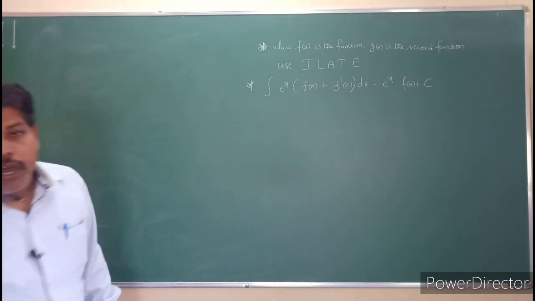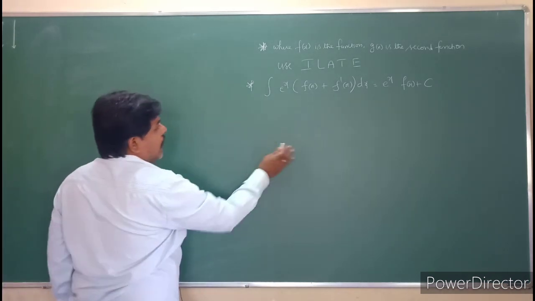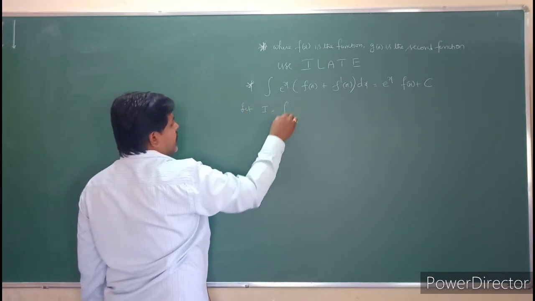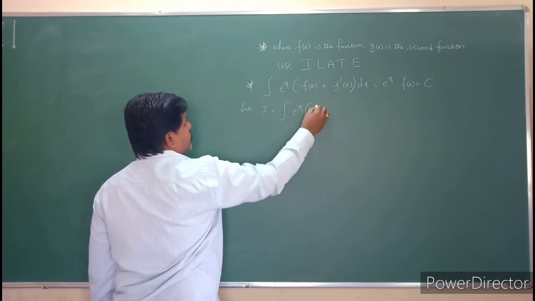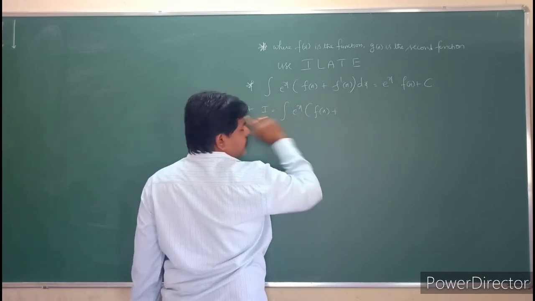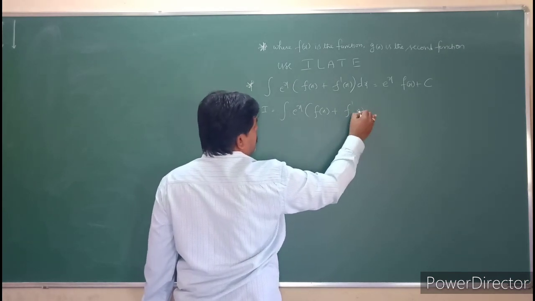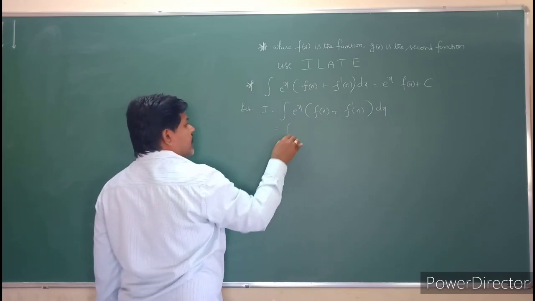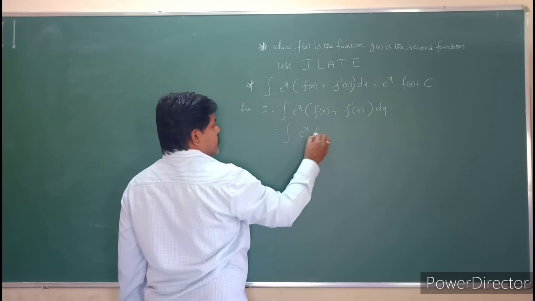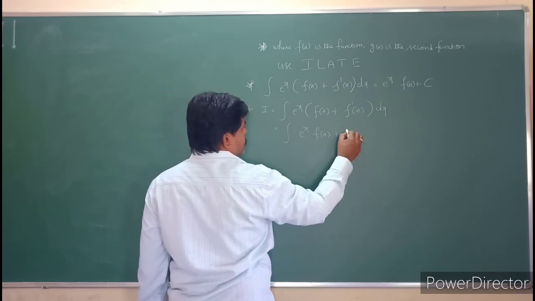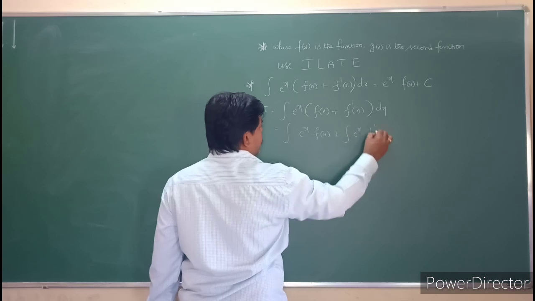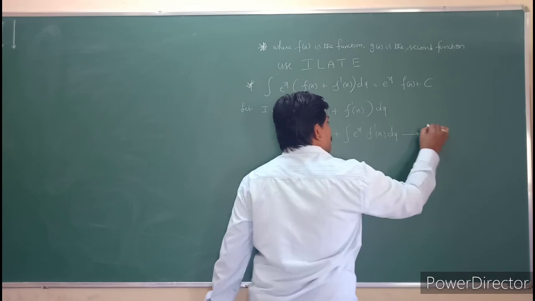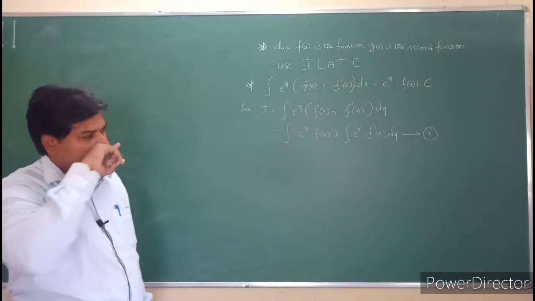So see this question, students, how to solve it. First I take I equal to integral of e power x into f of x plus f dash of x into dx. That implies, multiplying out, I equals integral of e power x into f of x plus integral of e power x into f dash of x into dx. This is equation number 1.